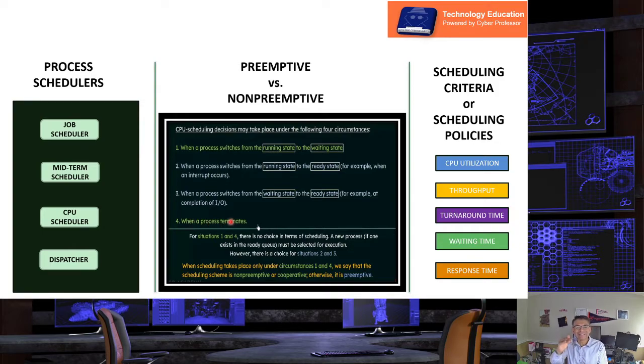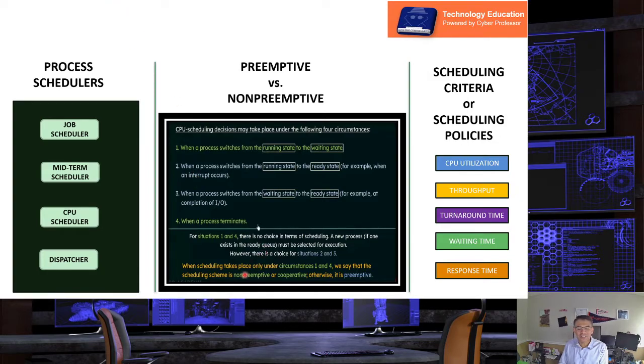Why are we listing these 4 different scenarios or circumstances? Because for the 2 in green, situations 1 and 4, there is no choice in terms of scheduling. A new process, if one exists in the ready queue, the ones that are waiting in line for CPU attention, must be selected for execution. There is no choice. You must select a new process for execution. However, in number 2 and 3, there is a choice that you can make.